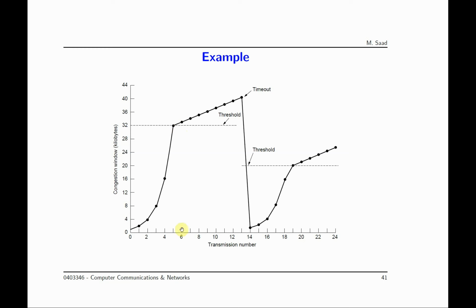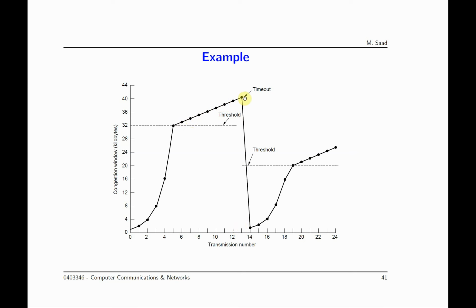So here at transmission 6, the new congestion window is equal to the old one plus 1 maximum segment. So it's equal to 32 plus 1 kilobyte, because the 1 maximum segment is 1 kilobyte. So it becomes 33. Now let's speed up the description here. 33 kilobytes. And then assuming no timeout, it becomes 34, 35, 36, 37, 38, 39, 40 kilobytes. So at transmission 13, my congestion window is equal to 40 kilobytes.